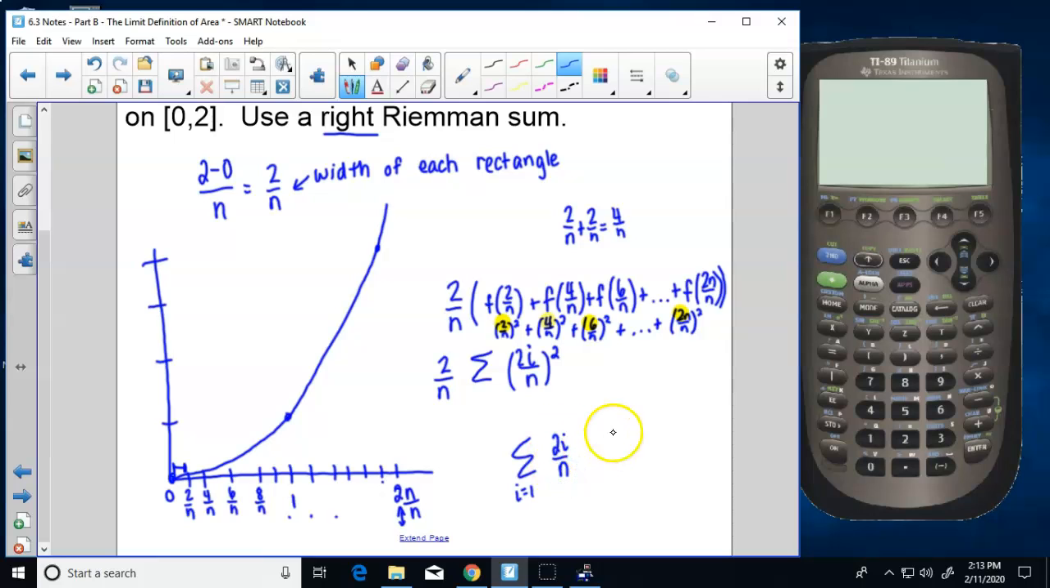2i over n, so that'd be 2 times 1 over n, and then 2 times 2 over n, and then 2 times 3 over n, which would give us 2 over n, 4 over n, 6 over n, and so forth. So if you need even numbers, which happens a lot, use 2i, because 2i will give you only even numbers. So we will go from i equals 1 to n of 2i over n squared.